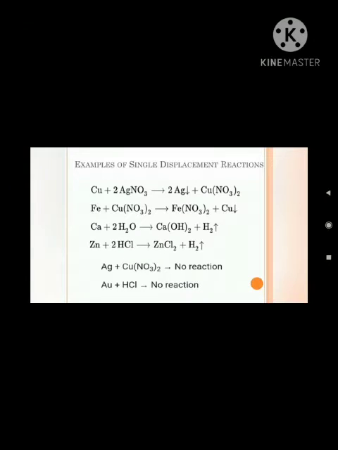Let's take more examples. Copper plus silver nitrate gives silver plus copper nitrate, because copper's position is above silver, so copper displaces silver. The same way, iron is above copper, so iron can displace copper from its salt and form iron nitrate and copper. Calcium reacts with water and forms calcium hydroxide and hydrogen, as calcium's position is above hydrogen. The same way, zinc's position is above hydrogen, so zinc displaces hydrogen from hydrogen chloride and forms zinc chloride and hydrogen.